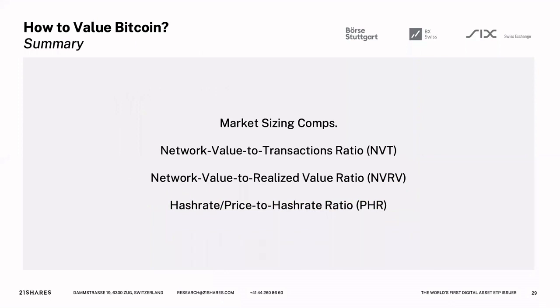So this has been a lot, and there are a lot more fundamental metrics one can use to understand Bitcoin, but we find these the most simple and easy to understand for people wanting to become more familiar with Bitcoin. As we said before, we looked at 4 metrics today: the market sizing comps, network value to transaction value ratio, network value to realized value ratio, and Bitcoin's hash rate. These all help people understand Bitcoin's demand and supply side dynamics a little bit more, and help investors better understand whether Bitcoin's current price is overvalued or undervalued.